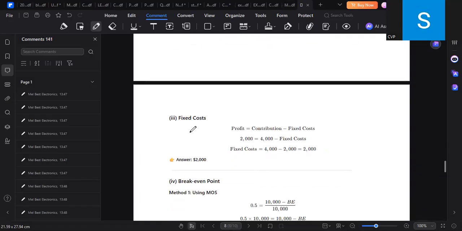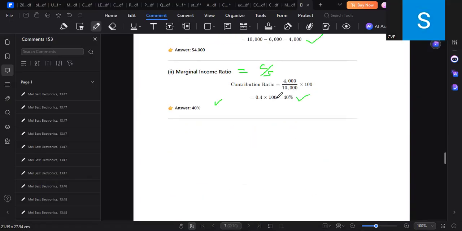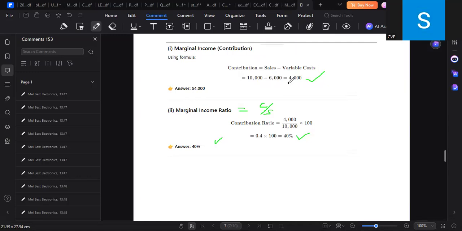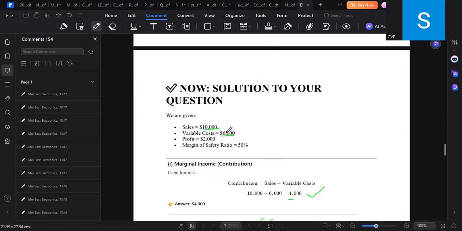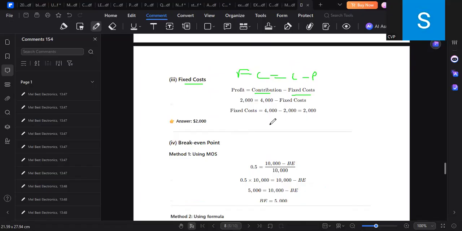Then we are also asked to calculate the fixed costs. How do we find the fixed costs? Fixed costs are given by contribution minus profit. We found our contribution as 4,000, and the profit was given as 2,000. So 4,000 minus 2,000 is equal to 2,000. This is how we find our fixed cost.